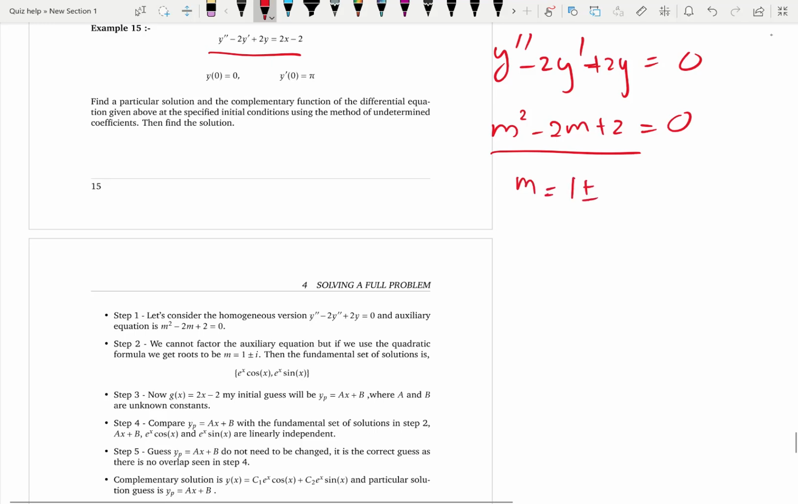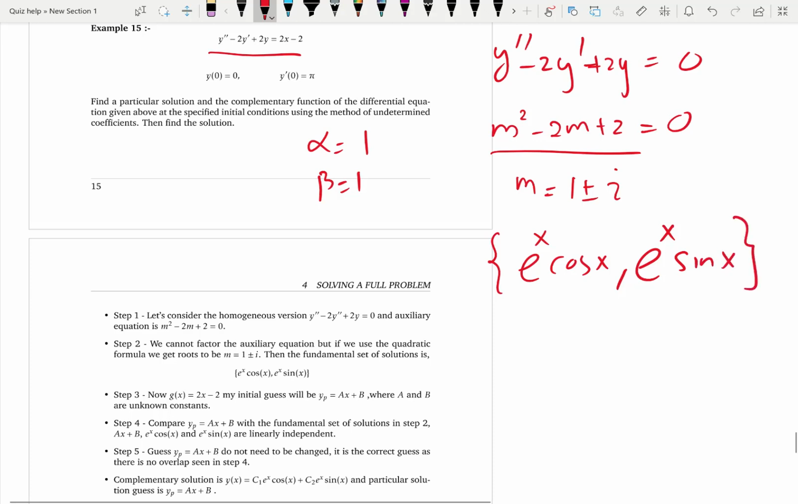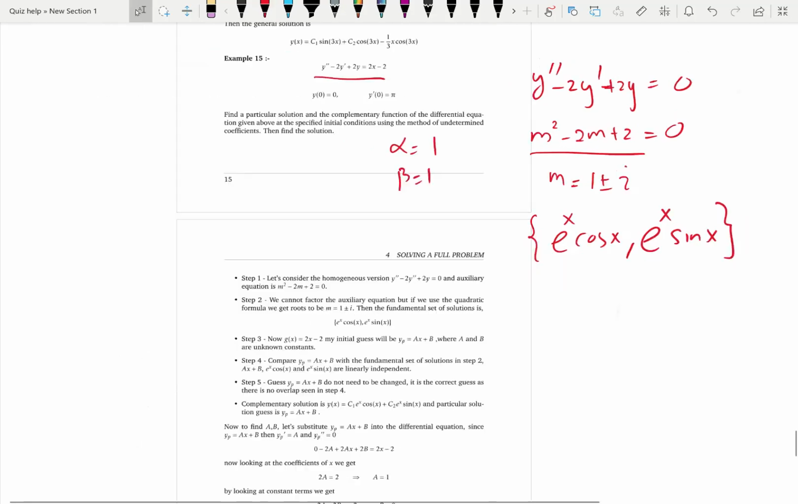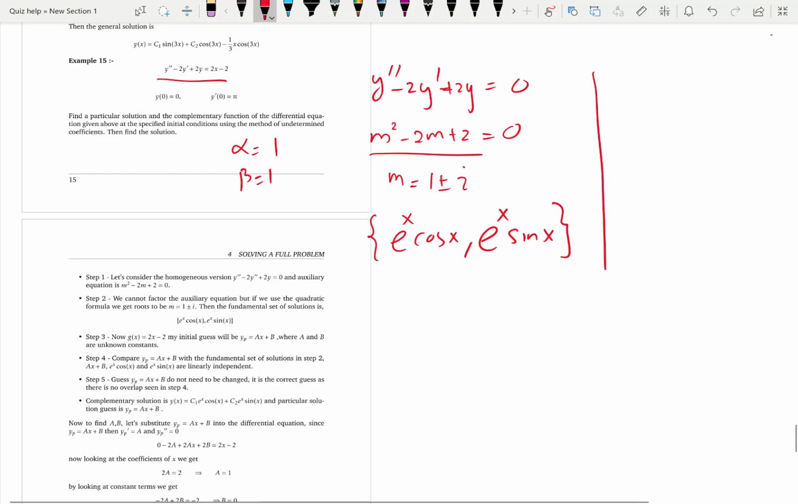So the root, what you get, is 1 plus or minus i. So it's a complex root. So alpha is 1, beta is 1. So the fundamental set of solutions will be e to the alpha x, e to the 1x, cosine beta x, cosine 1x, e to the alpha x, sine beta x. So this will be the fundamental set of solutions. Okay. So I did that fast because we saw that plenty of times.